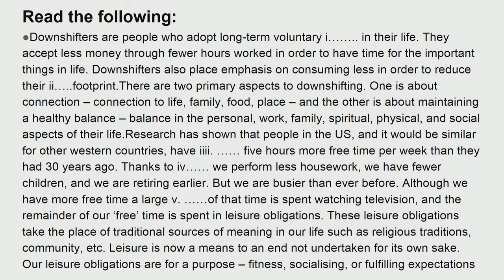Thanks to dash, we perform less housework, we have fewer children and we are retiring earlier, but we are busier than ever before. Although we have more free time, a large dash of that time is spent watching television and the remainder of our free time is spent in leisure obligations. These leisure obligations take the place of traditional sources of meaning in our lives, such as religious traditions, community, etc.